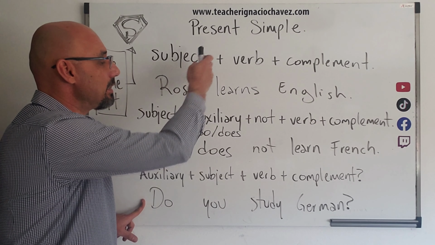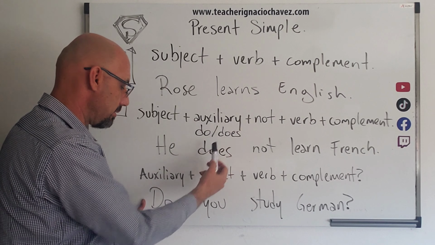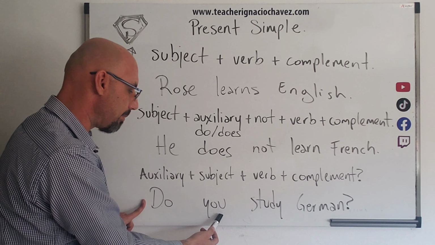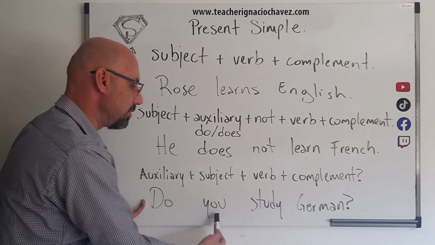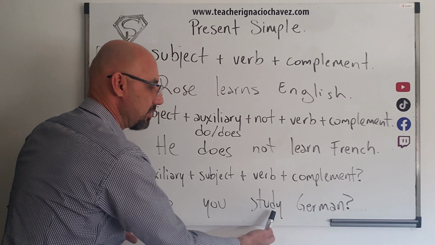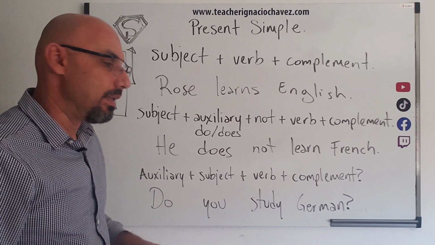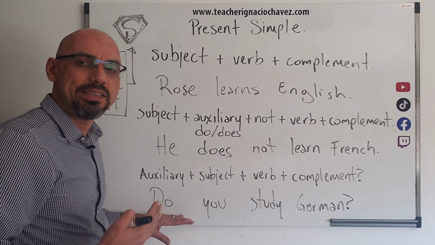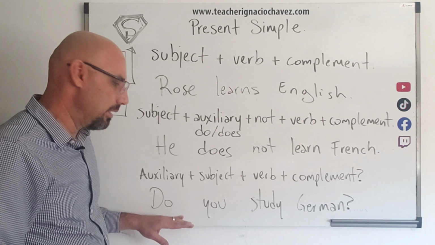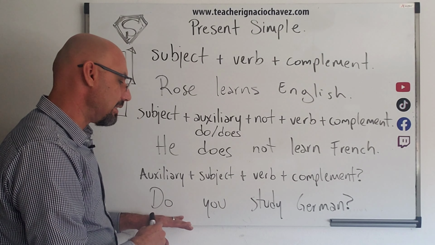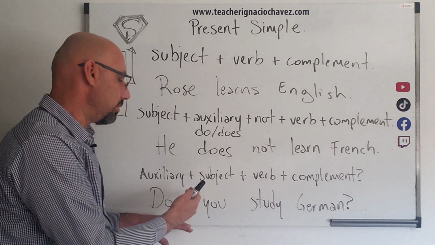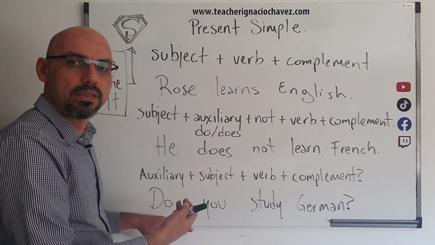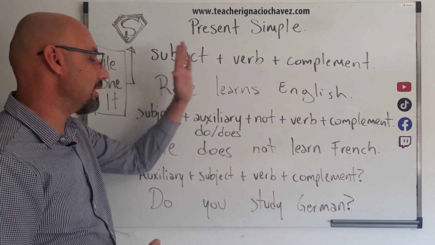En el caso de presente simple va a ser do or does. Entonces aquí tengo you, que es la persona, por eso uso do. Do you study German? ¿Tú estudias alemán? La respuesta a las preguntas que empiezan con auxiliar siempre va a ser yes or no, sí o no. Do you study German? Yes, I do. Or no, I don't. Así de sencillo es el presente simple.